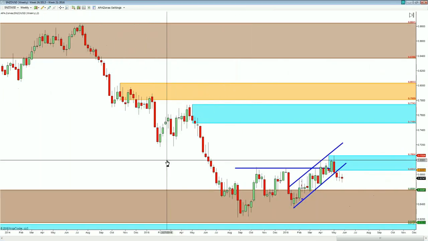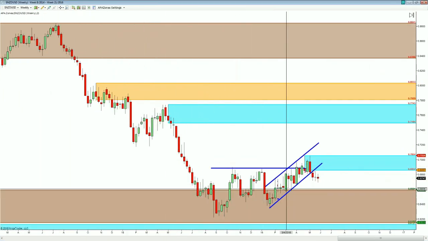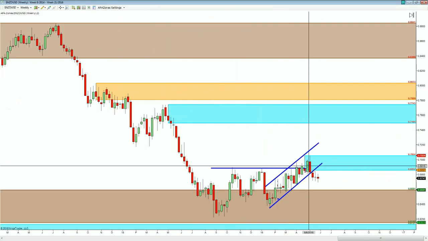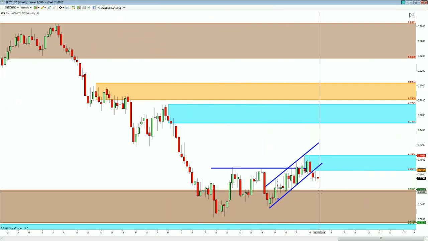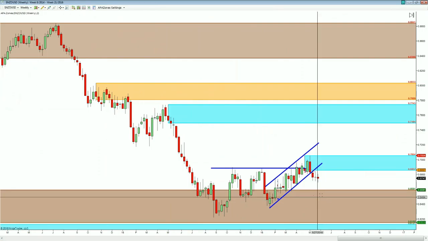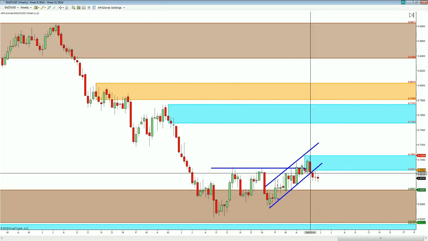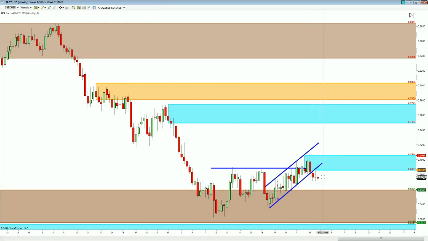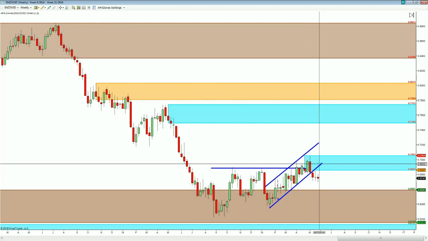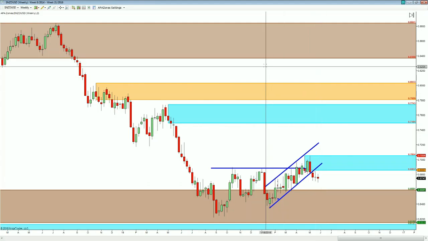Here we are, New Zealand dollar. Here on the weekly, we formed the weekly supply zone. We're falling from it. Looks like we're going to come back down to weekly demand, this brown zone, and see what happens next. But right now, the trend is to the downside off of this weekly supply zone here, that fresh formed weekly supply zone.